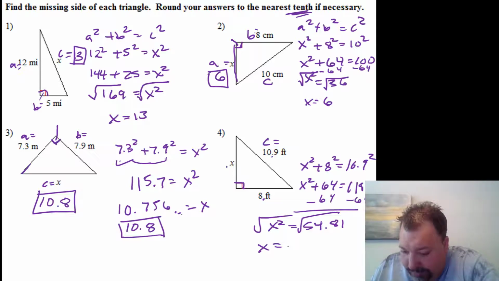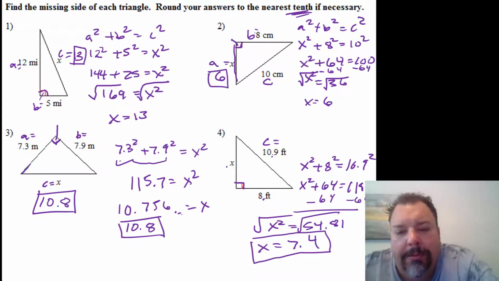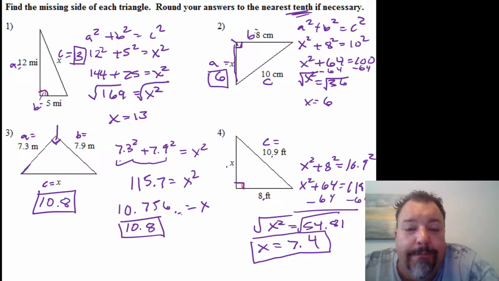So that gives us x equals the square root of 54.81. Oh, it's a little bit shorter than 8. It is 7.4 if we round it to the nearest tenth. So we were pretty close. It's close to 8, so it's actually a little bit shorter here. So we got 7.4. And that's how we solve for missing sides.